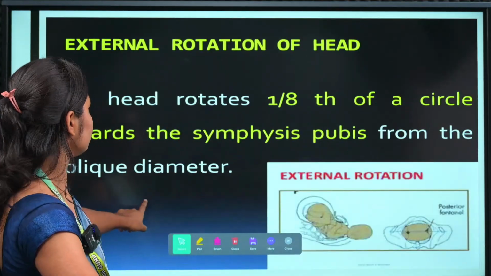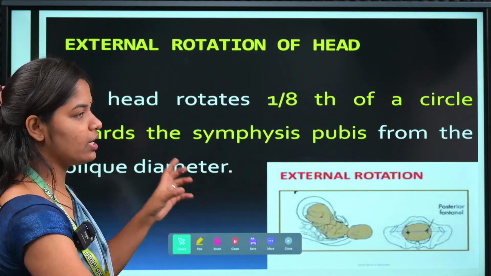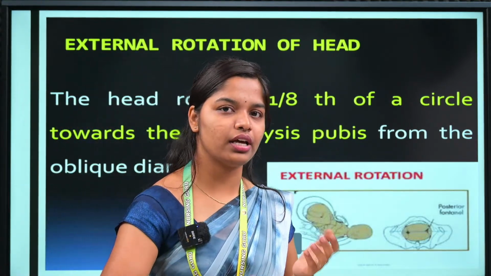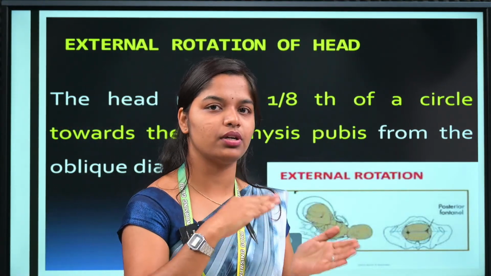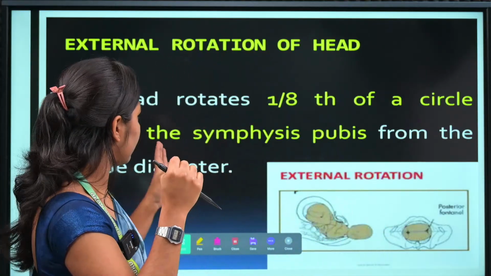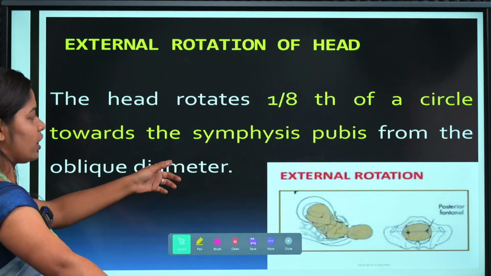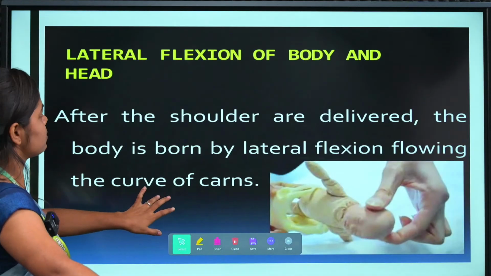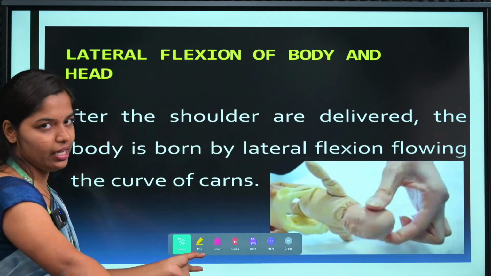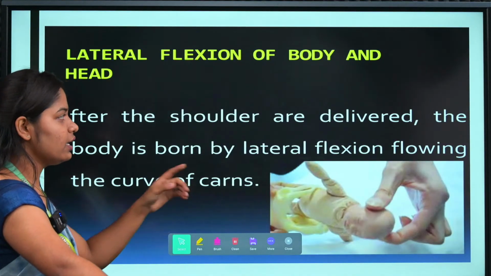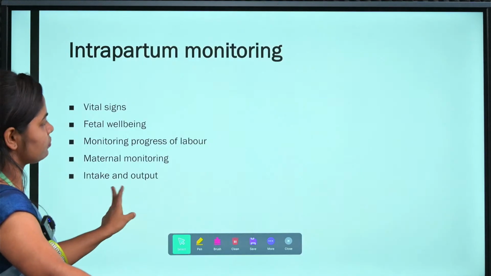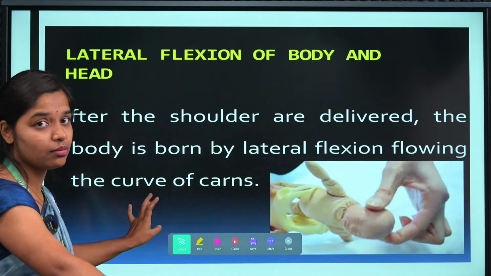Then last one, external rotation of the head. Once again after the internal rotation of the shoulder, there will be a twist between head and shoulder. To correct that, the external rotation, 1/8 of the circle, it will rotate towards the symphysis pubis. At the last, the fetus is going to be delivered by lateral flexion. This is all regarding the mechanism of labor.